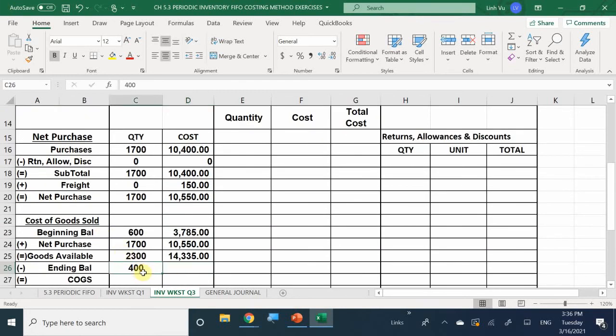So now we have to solve for our cost of goods sold. Once again, because we're given the ending inventory, how many items did I sell?